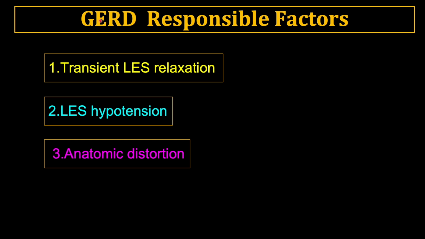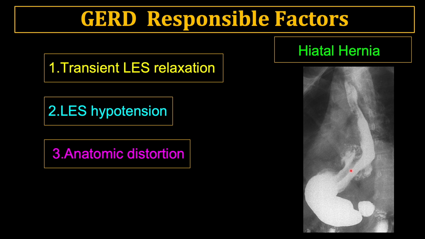Commonly, three factors are responsible for GERD. One is transient lower esophageal sphincter relaxations. This is the most common factor responsible for GERD. Second one is lower esophageal sphincter hypotension. Third one is the anatomic distortion of the gastroesophageal junction. Anatomic distortion happens when the GE junction migrates through the esophageal hiatus into the thoracic cavity. Because of the upward migration of the GE junction, the lower esophageal sphincter mechanism often fails. That leads to reflux of gastric content into the esophagus.